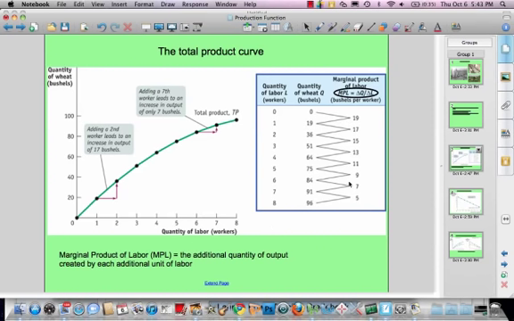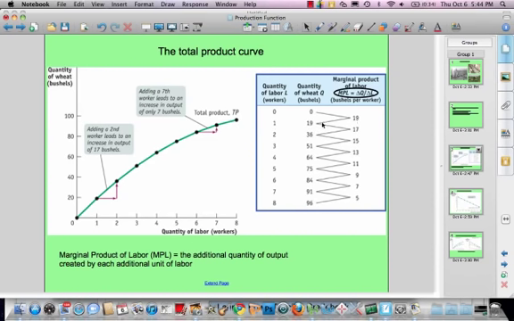Let's take a look at it on a chart rather than on a graph. You have quantity of workers here. You have the quantity of wheat in bushels. You also have over here marginal product of labor. What is marginal product of labor? Well, marginal, as the term would suggest, means the contribution by the next unit. So marginal product of labor simply states how much additional output is generated by that additional input of labor.